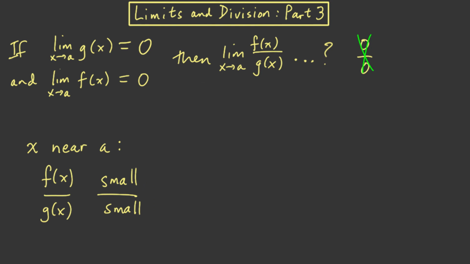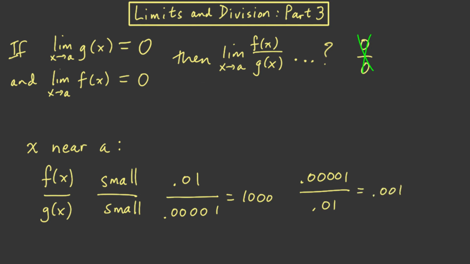For instance, the numerator could be 0.01, that's pretty small, but the denominator could be even smaller. It could be 0.00001. And when you divide this, you get 1,000. Or it could be the reverse. It could be that the numerator is 0.00001 and the denominator is 0.01. And now the quotient becomes 0.001, or 1/1000th.